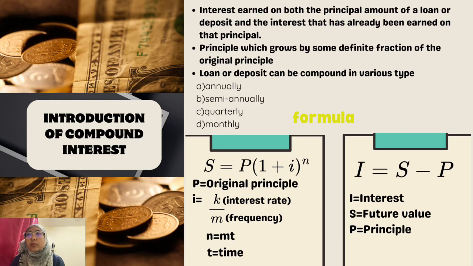We have two formulas for compound interest. The first formula is S equals P bracket 1 plus I over N. And the second is I equals S minus P.